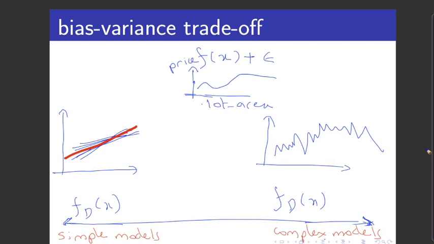Mathematically speaking, we can represent our average model as follows. It's the expected value over all possible data sets of all those different models that we fit. So it's a fitted model over each data set. And what we are saying with regards to simplistic models is that the average model is no good.